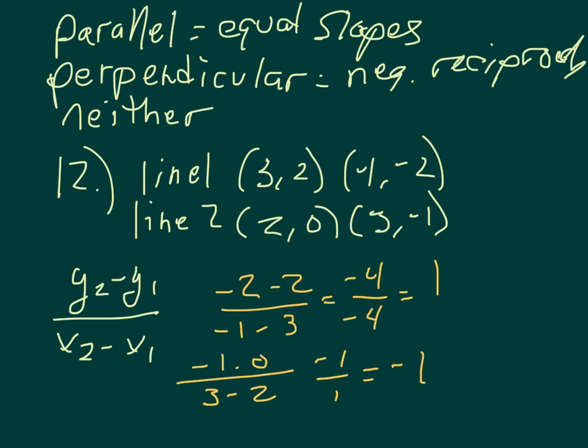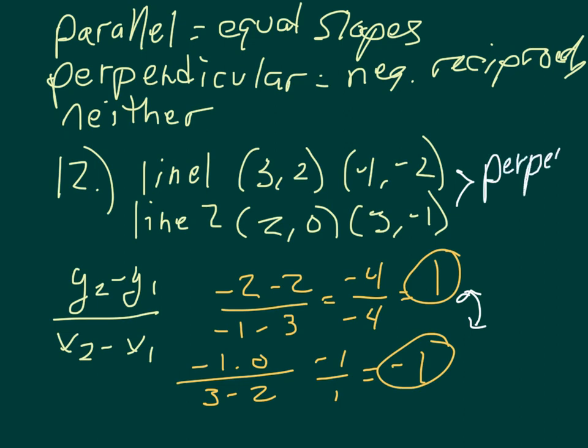So line 1 is 1. Line 2 is negative 1. And I look at these and I go, what are these? They're not equal, definitely not equal, but they are negative reciprocals of each other. So therefore, these two lines are perpendicular. Hopefully that helps.